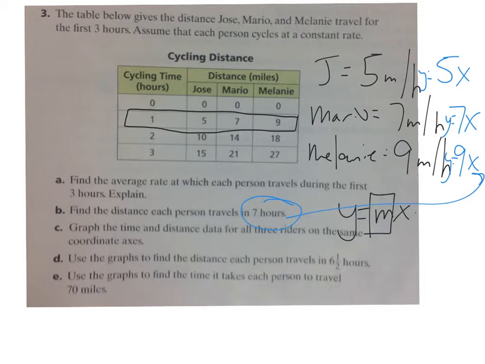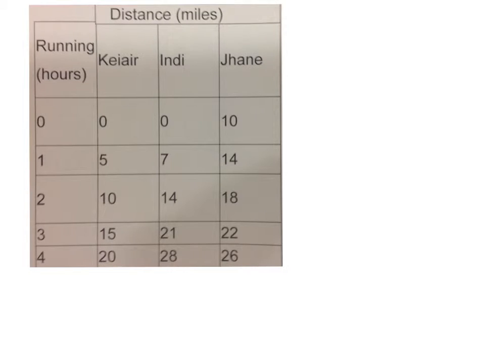Next, you would be asked to graph, and I'm going to use a little trick in graphing. But before we do that, I do want to show you a graph that looks a little bit different than this. What if you had a graph that didn't all start at 0? All right, so you have running per hour and distance per mile, same kind of a concept. You have Kier, Indy, and Janae.